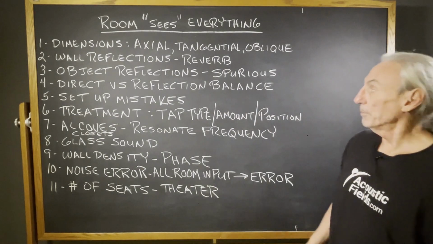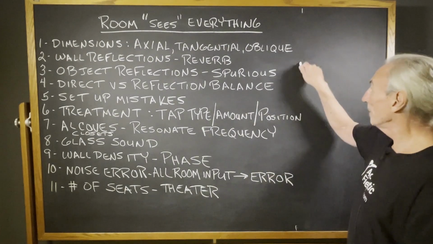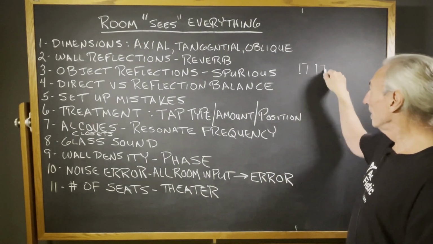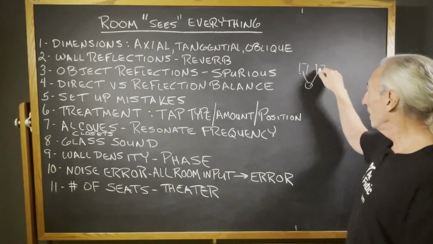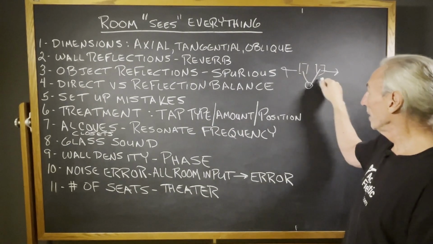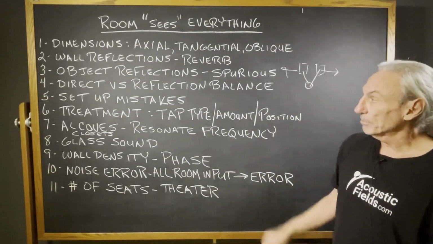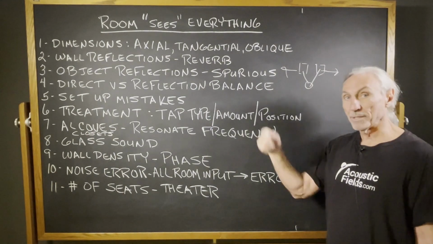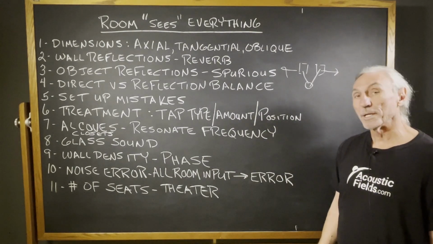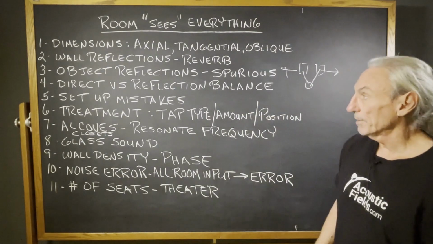We have that direct versus reflected balance. Remember, we have our speakers and our listening position, and then we have all those reflections from the wall, and the goal is to get everything as balanced as we can in that. So we hear more of the direct and less of the room. We still want to hear some of the room, but less, okay?